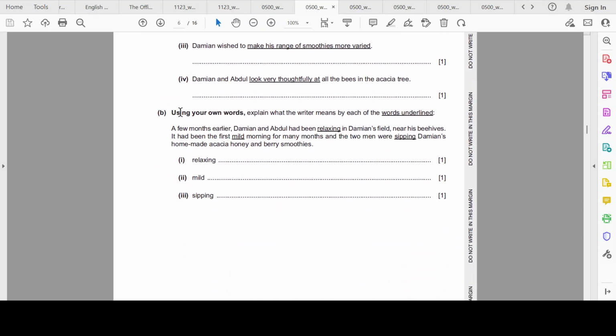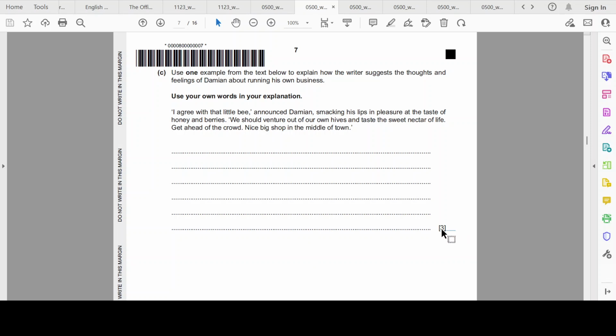2B is using your own words. And so that's the kind of question we get in the comprehension. So they've given relaxing, mild, and sipping. And so you have to find synonyms or synonym phrases for these. So that's definitely helpful. Again, the way the question is presented is different from 1123, but the underlying skill is the same.